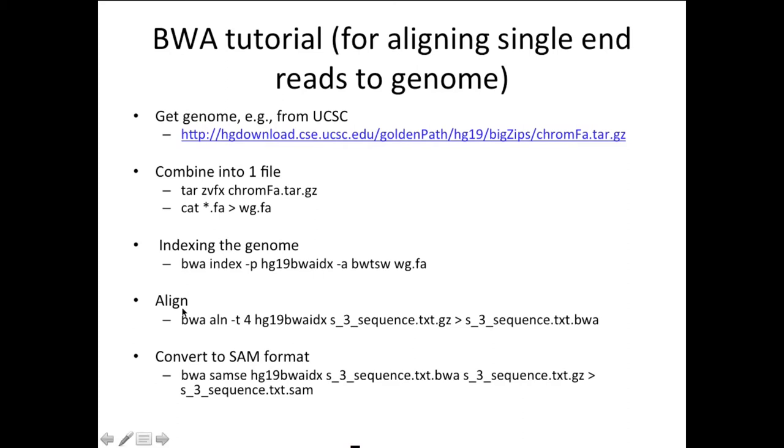So this is BWA aligning reads that would be in this file here, using this index here, with this many CPUs, and that goes into a file that's a binary representation of alignments in BWA format. Not something that you can look at. If you look at it, you'll see essentially gibberish. But you can convert this format into a format called SAM format, which is a human readable format for short reads. This is just using this command here.